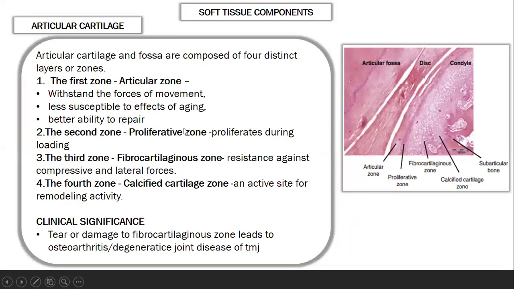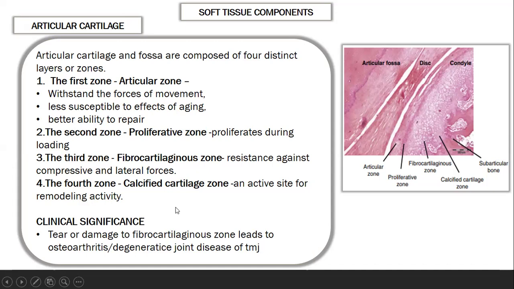Next one is the articular cartilage. Articular cartilage has four zones. The first one is the articular zone, which withstands the force of movement, is less susceptible to the effects of aging, and has better ability to repair. Whereas the second zone is the proliferative zone. It proliferates during loading. The third zone is the fibrocartilaginous zone, which resists compressive and lateral forces. The fourth zone is the calcified cartilage zone, an active site for remodeling activity.